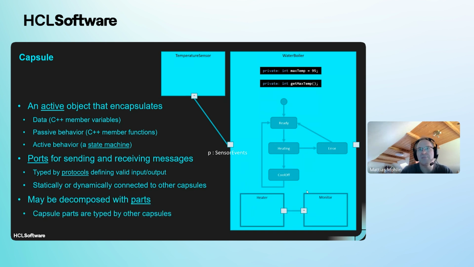And also important is that these state machines can become very, very complex and big as time goes by. And then it's important to be able to refactor and break them down into smaller parts. So you can take parts of a capsule state machine and create another capsule from it, which you then can use as a part of that first capsule. So this is a way to manage the complexity.